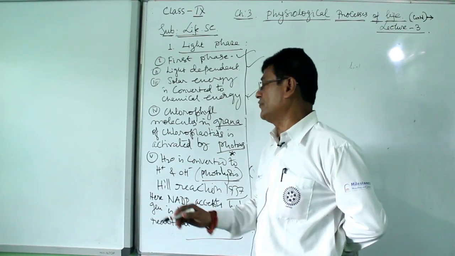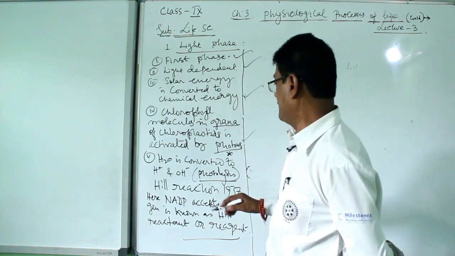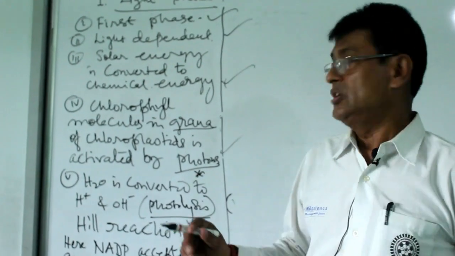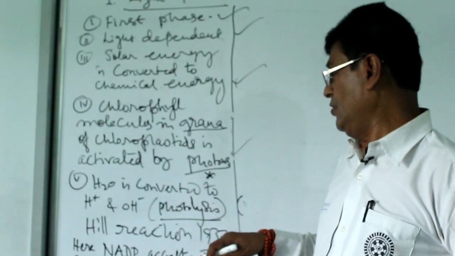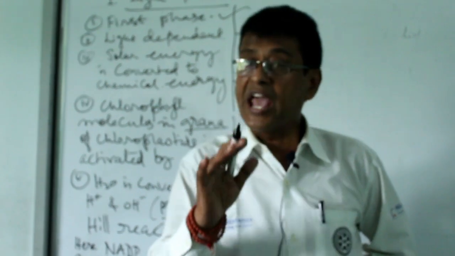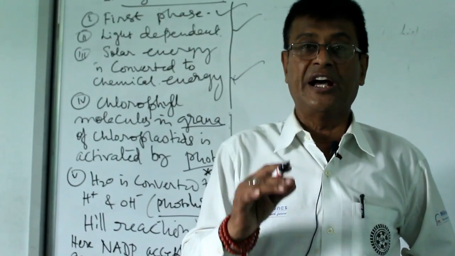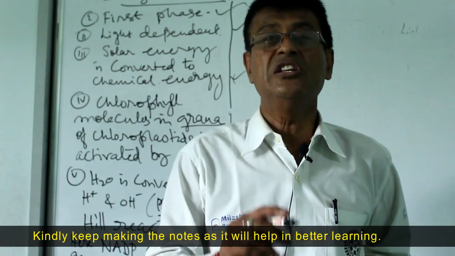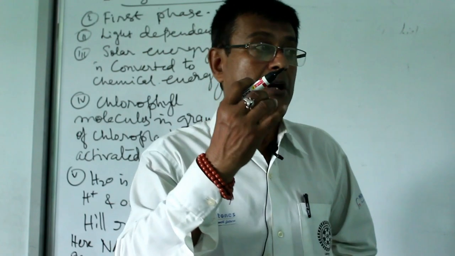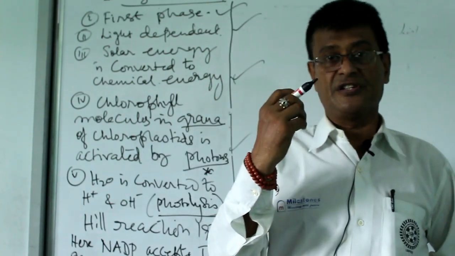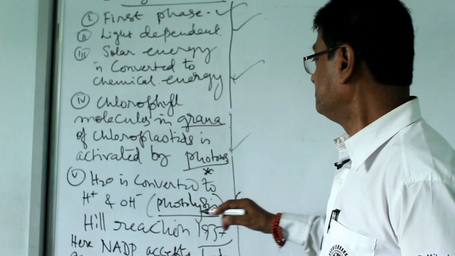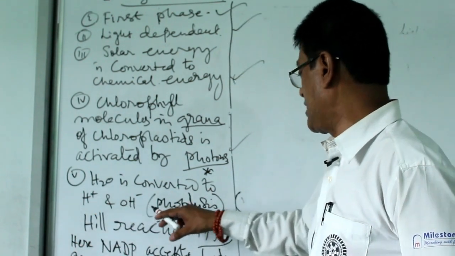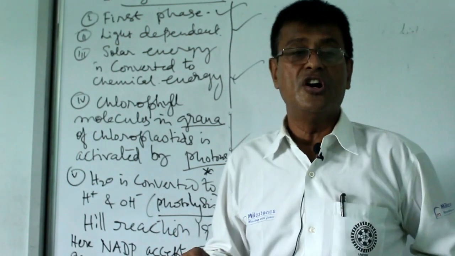So those photons activate the chlorophyll molecules and then the water is converted to hydrogen and hydroxyl ions. This process of breaking the water with the help of sunlight is known as photolysis. What is it known as? Photolysis. This is a pre-phase of photosynthesis. The water is converted to H positive plus OH negative ions, that is known as photolysis.